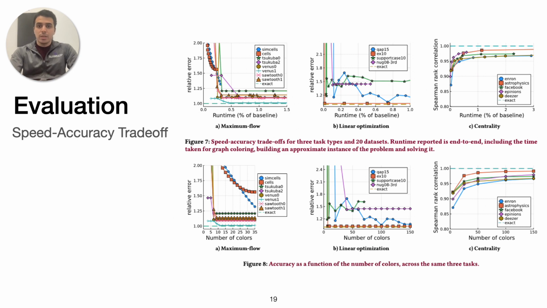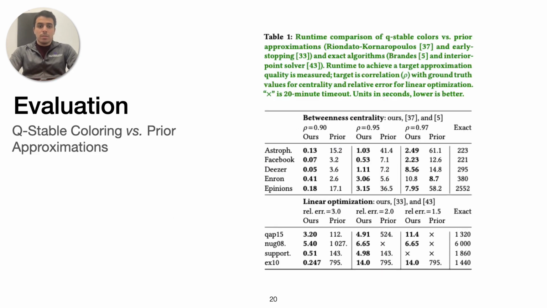Excellent. We also compare with approximation algorithms designed specifically for 2 of these algorithms, betweenness centrality and linear optimization, and we find that our more general approach, which can approximate many classes of problems, actually beats the speed of dedicated approximations if you fix a particular approximation budget.